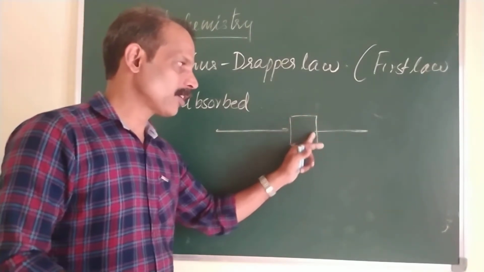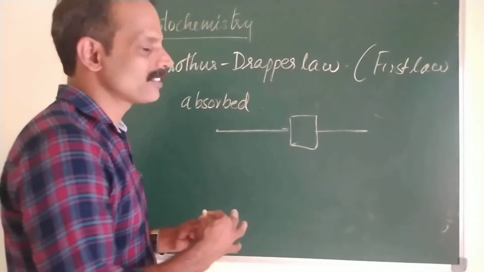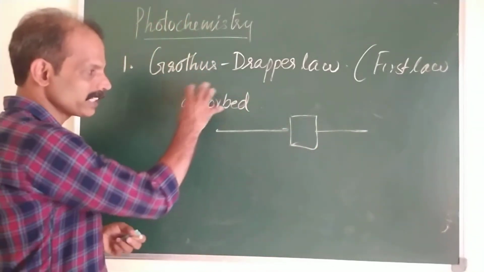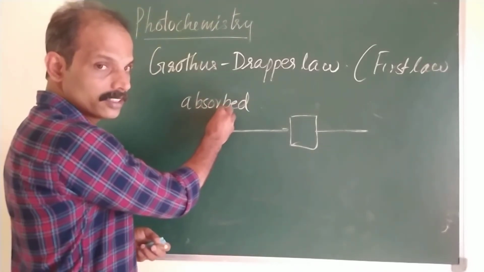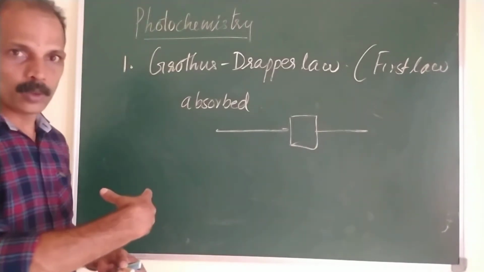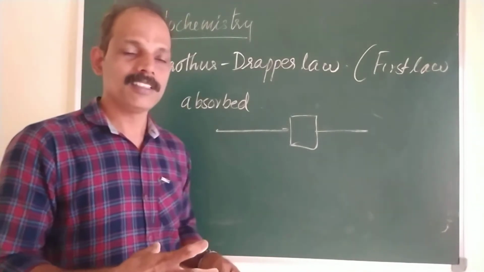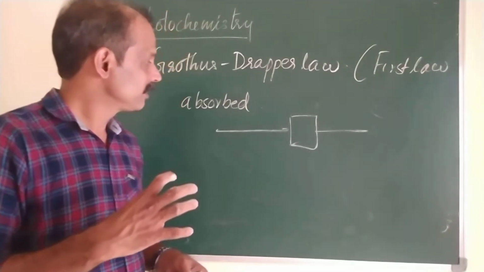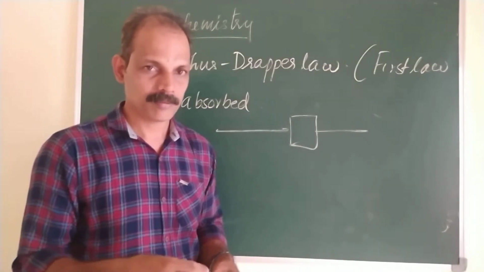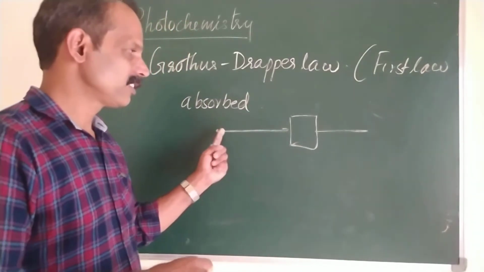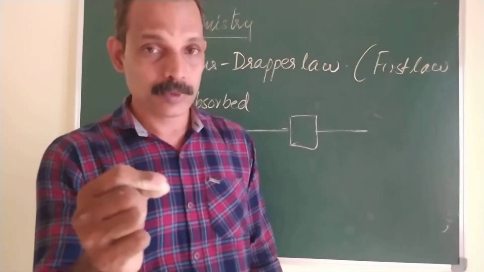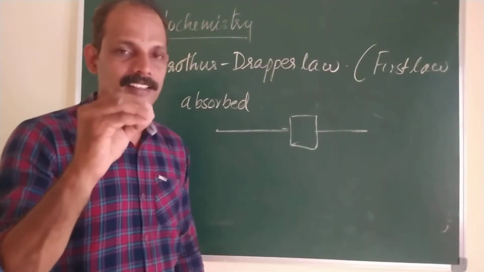When this medium does not absorb any radiation, of any frequency, then no reaction will happen. Only radiation that is absorbed can initiate a photochemical reaction. The converse is not true. It is not true that all radiations absorbed initiate photochemical reaction. But for photochemical reaction to take place, absorption will happen.